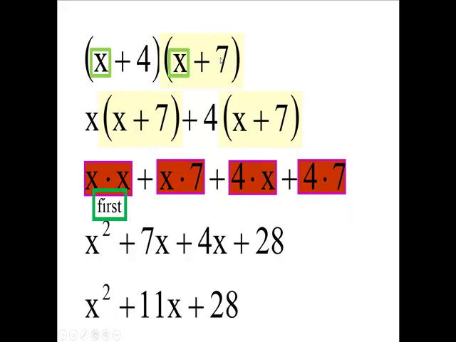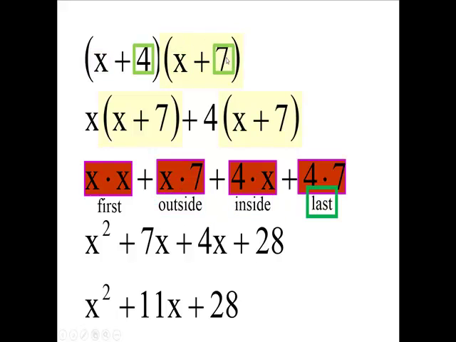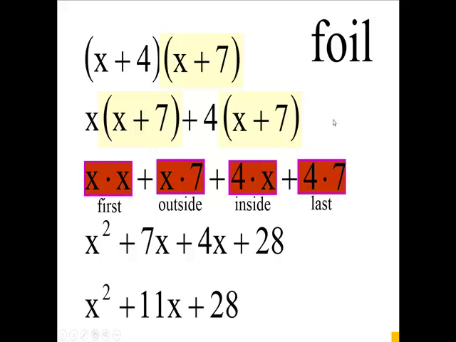Going back, I have my first, the x and x. I have the x and the 7 for the outsides. I have the 4 and the x for the insides, and I have the 4 and the 7 for the last terms. And if you take just the first letter of each one of these words, it's F, O, I, and L. FOIL. So FOIL is a nice little trick some people use to multiply this special product here.